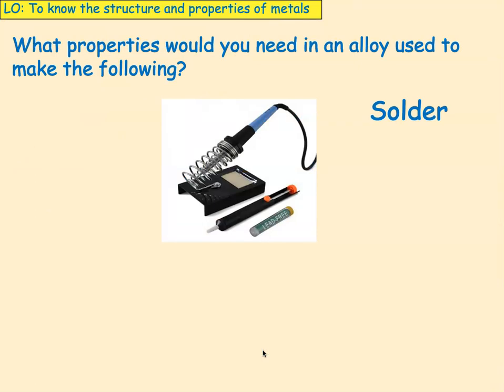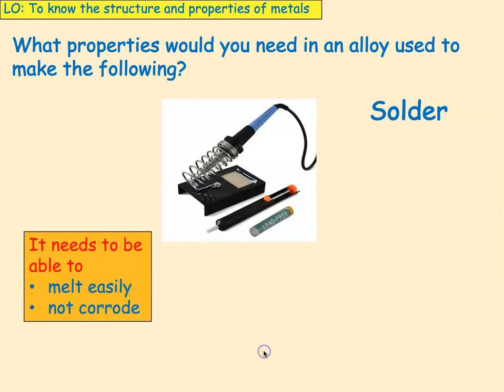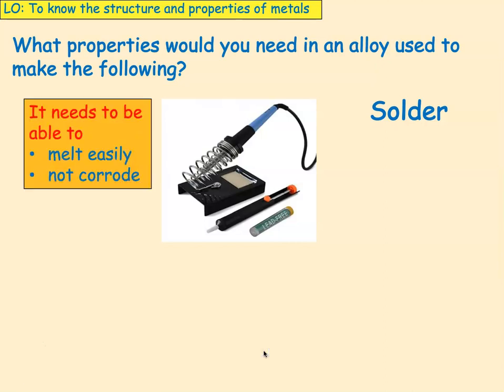Okay, so if you're looking at this alloy, solder, what properties would you need in an alloy to make solder? So you have to think about what solder is. It's a metal used to join two different metal substances together. Okay, so you would need solder to have a low melting point, right? You want it to melt easily. You also don't want it to corrode.